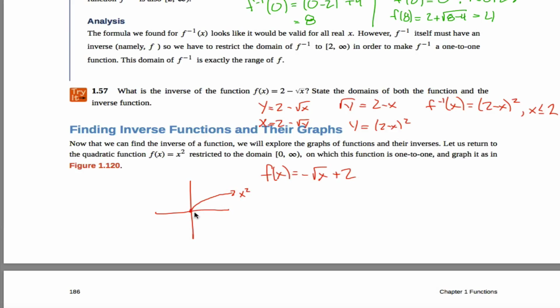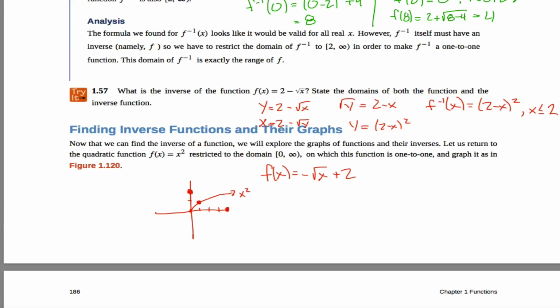So this height was 0. 0 times -1 is still 0. Add 2 to it, it's going to go up here. This height right here was 1. 1 times -1 is -1. Add 2 to it. Coincidentally, it ends up here. This height right here was 2. 2 times -1 is -2. Add 2 to -2, you'll get 0. That point goes right here.